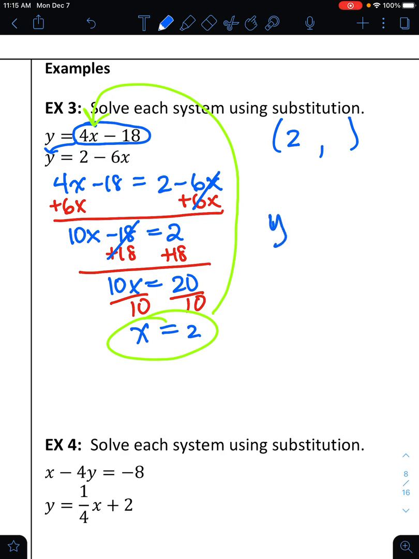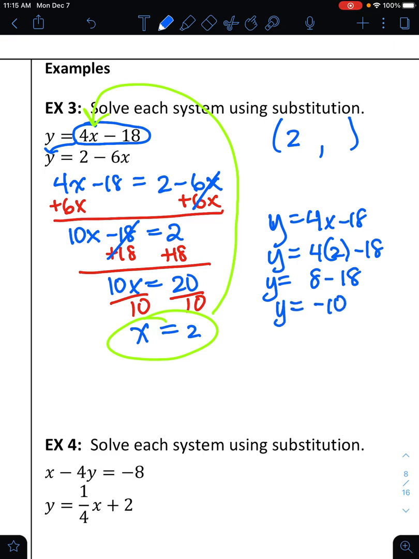All right, so I'm going to plug it into the top one, 4x minus 18. So it's going to say y equals 4 times the 2 that I got, minus 18. And now I just have to simplify the right. I'm not really solving an equation, I'm just simplifying. So 4 times 2 is 8, so I'm doing 8 minus 18, and 8 minus 18 is negative 10. So finish your ordered pair, and your answer is 2 comma negative 10.